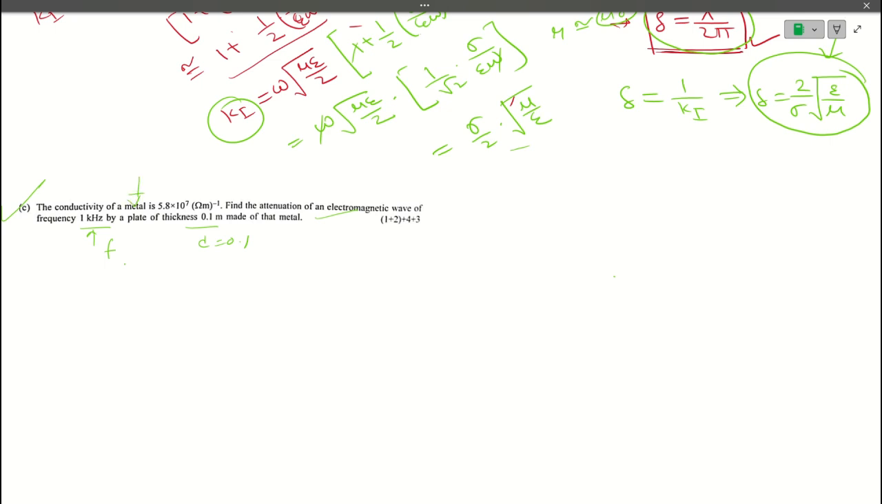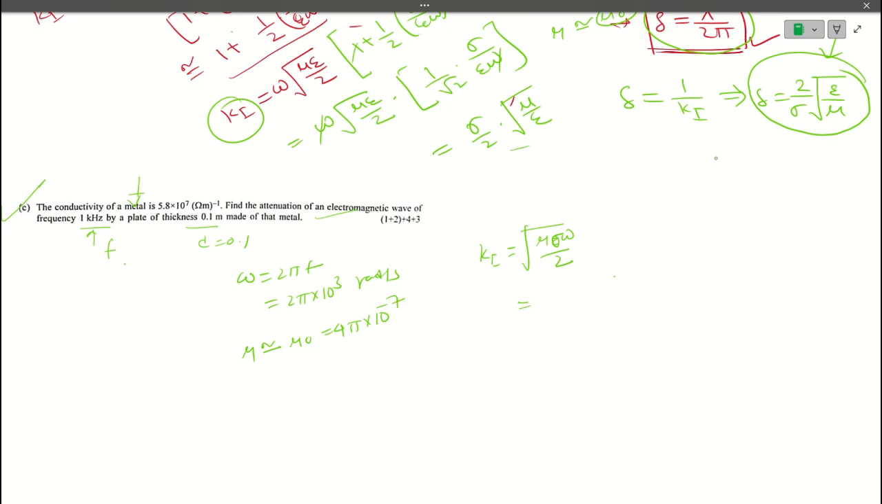Now for a metal, for a good conductor, the ki value, the attenuation constant, is defined as root under mu sigma omega by 2. Okay, so sigma is given, omega is basically twice pi f, so twice pi into 10 to the power 3 rad per second. Also mu, for all metals, is almost equivalent to mu naught, that is 4 pi into 10 to the power minus 7.